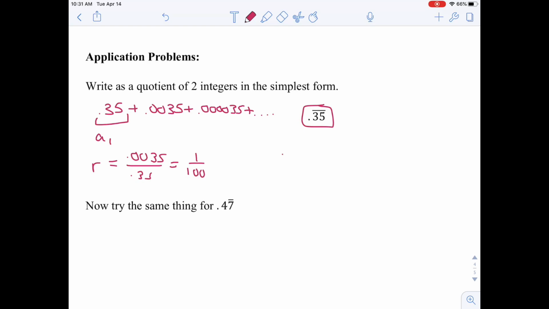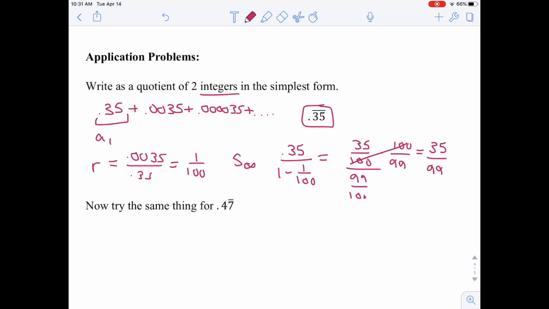So we can go to what we had yesterday. So 0.35 over 1 minus 1 over 100 using that formula. Now we can write 0.35 as 35 over 100, so we're working with integers over 99 over 100. Multiply by the reciprocal there, and we see that we end up with 35 over 99. Now the nice thing with this, if you have a calculator, you'll see that this works out to be 0.35353535 in your calculator.